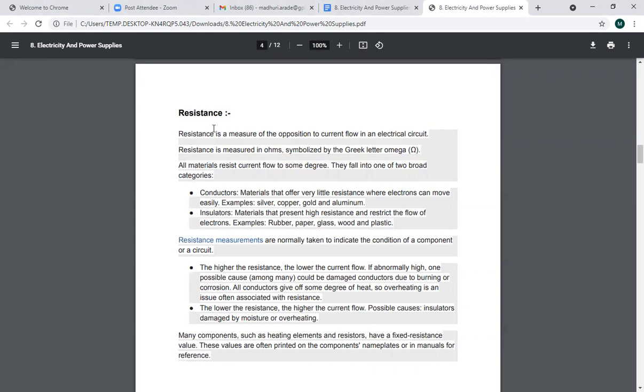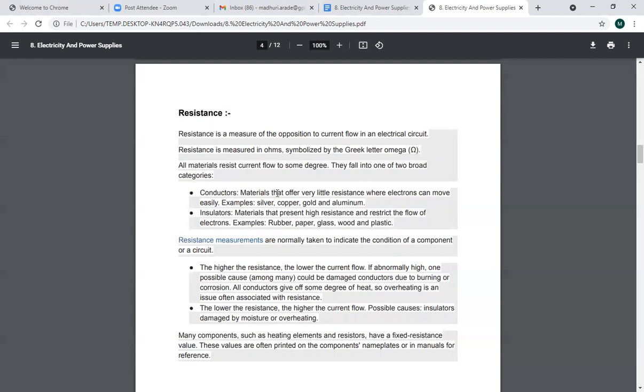If some components require high power, a high power supply, then there should be a low resistance. And if suppose your system requires a low power supply, then in that case, low current flow, it should have the high resistance. So there are different components available, some having high resistance and some having low resistance.